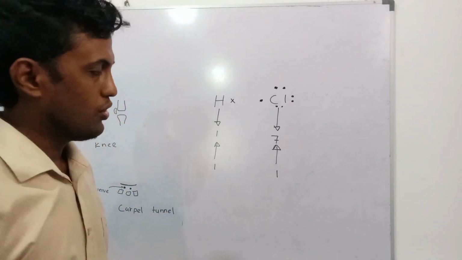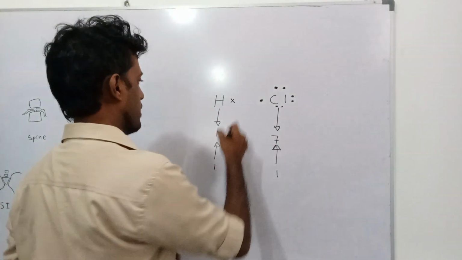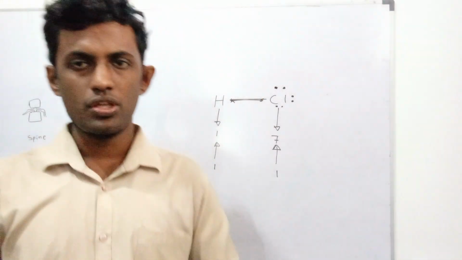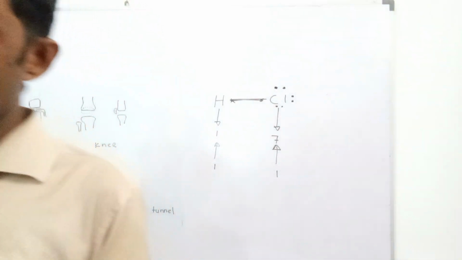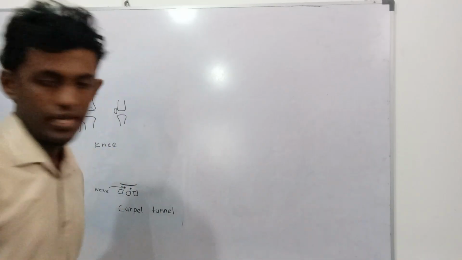So we can draw dot cross structures like this, and when you replace the pairs with a line, it is called a Lewis structure. Lewis structure, simply that, right? So a few examples I will quickly do. HCl is one, and H2O.